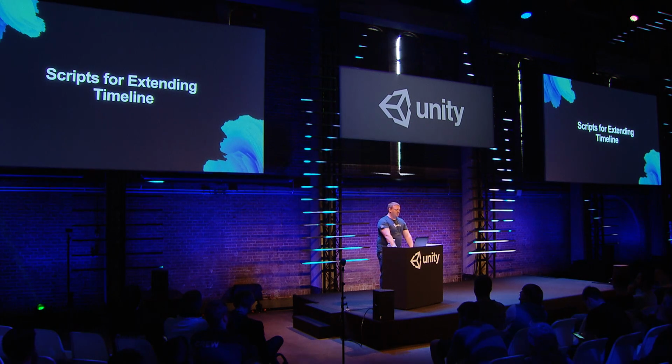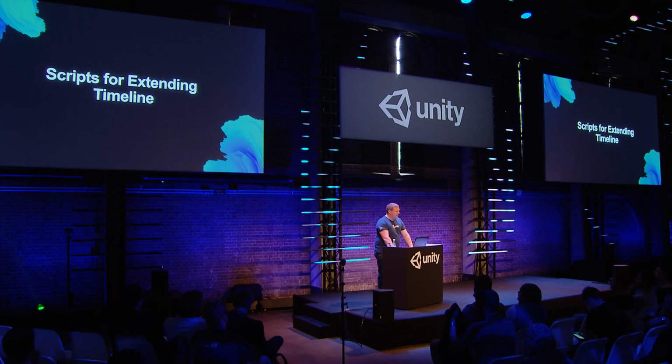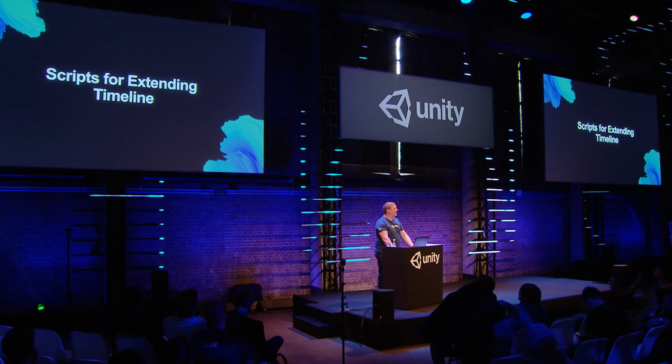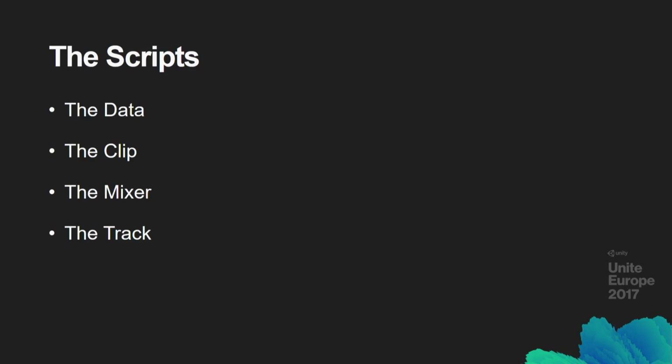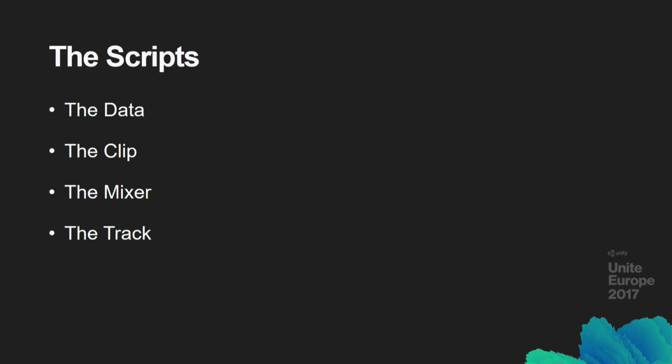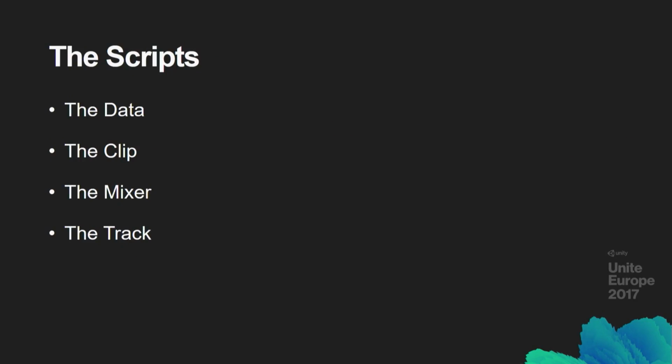OK, so now we'll get into the meat of it. And the meat of it is the scripts that we're actually going to be creating to extend timeline. And there are 4 of them. The first thing that we need is the data that you're going to actually use for your timeline. So in the case of an audio clip, for example, this would be the actual sounds that you get out of the audio clip. Then the next script that we need to create is the clip itself. That's the thing that sits on the timeline. It contains the data, and it's the thing that you move around, and you've seen probably at the other timeline talks.